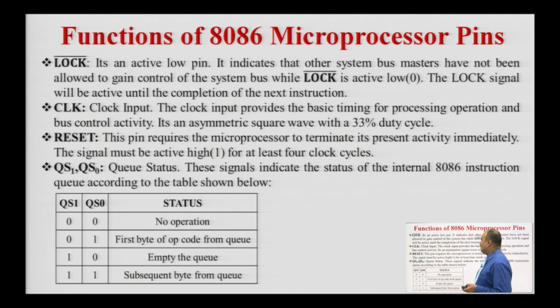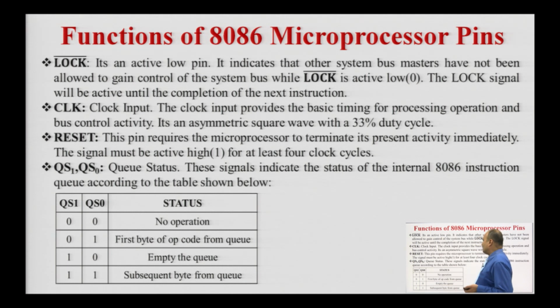And then next is the lock pin. It is an active low pin. It indicates that other system bus masters are not allowed to gain control of the bus when the processor is busy performing an important or critical operation. So, when this pin is active, it will lock the use of the system bus for any requesting device, that is the DMA system. So, this is the purpose of the lock pin.